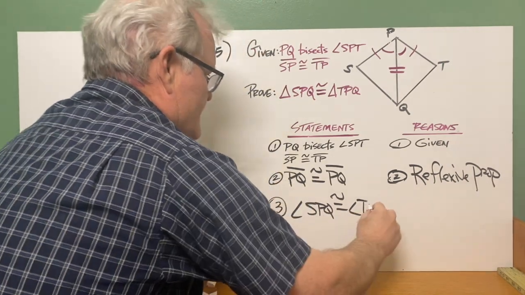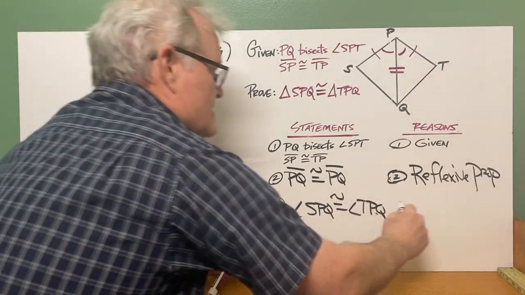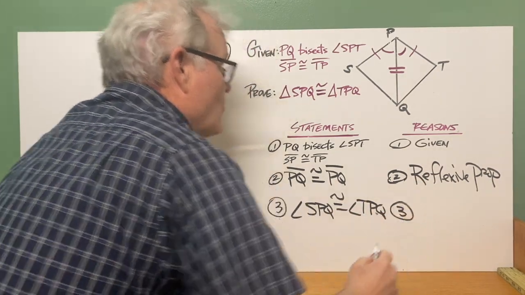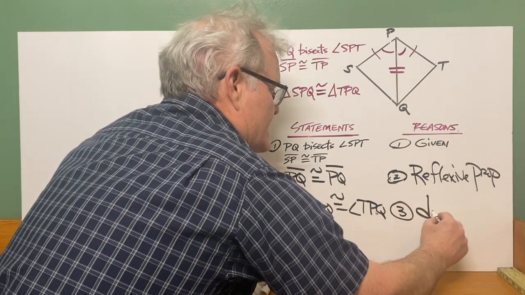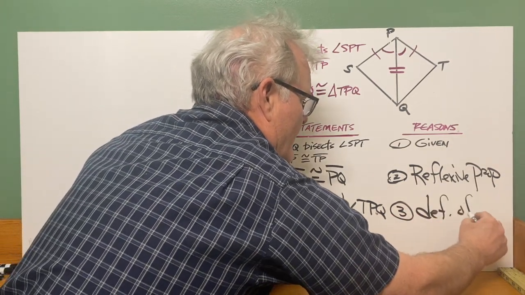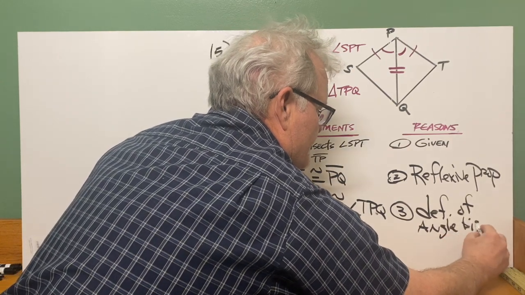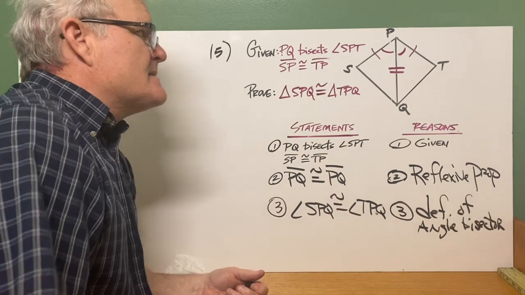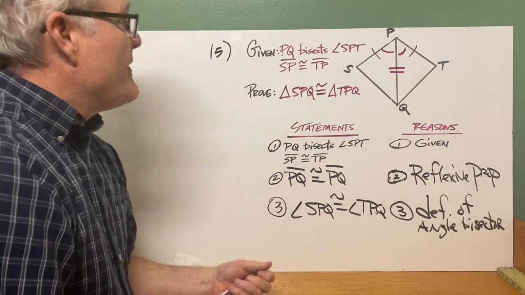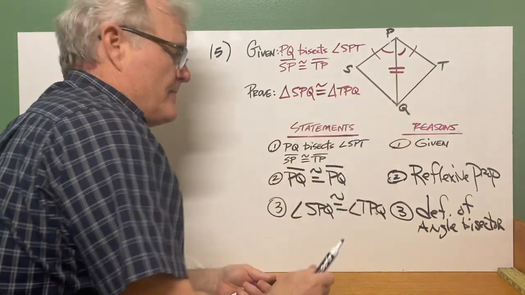Here we go, TPQ. Now, the reason for number 3 would be, since PQ bisected that angle, this is the definition of an angle bisector. Remember, we have angle bisectors and segment bisectors. This one is specifically an angle bisector because PQ is bisecting that angle.